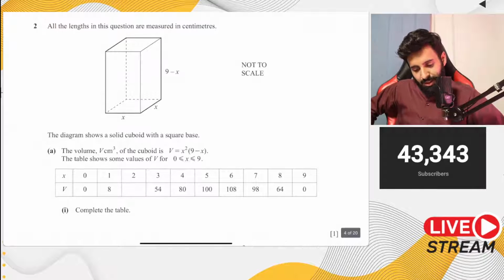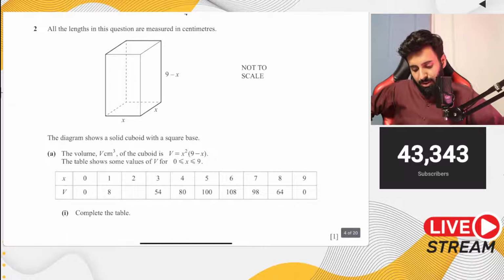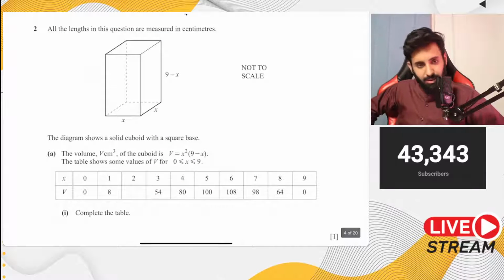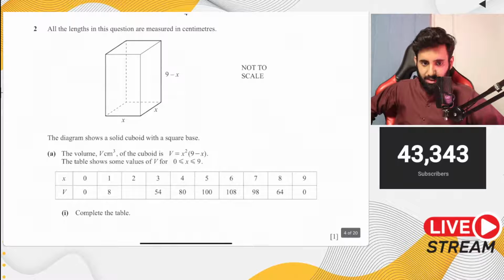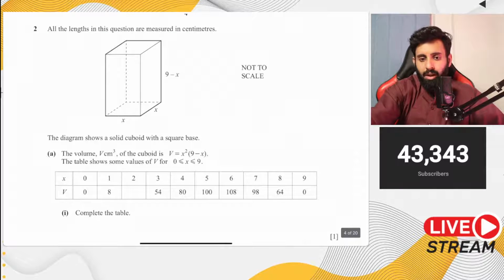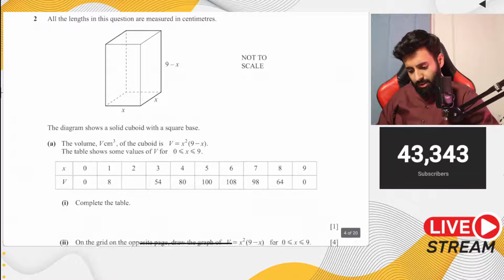So it says here the diagram shows a solid cuboid with a square base. The volume V cm³ of the cuboid is V equals x squared into 9 minus x. The table shows some values of V for x greater than or equal to 0 and less than or equal to 9. Okay, complete the table. Alright, so that's a no-brainer.